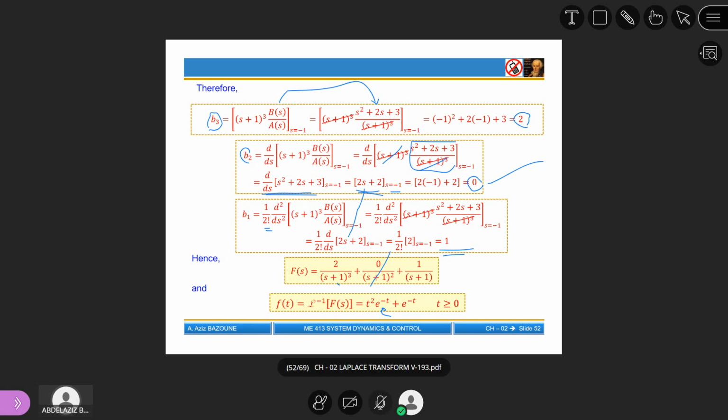This is how we handle repeated poles. Any questions, everyone?